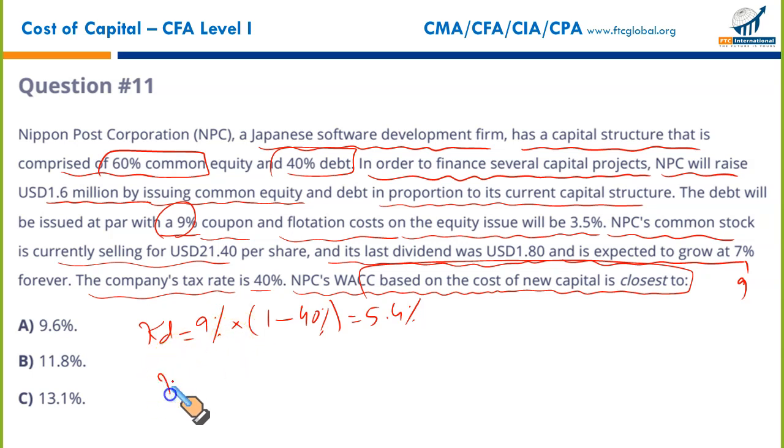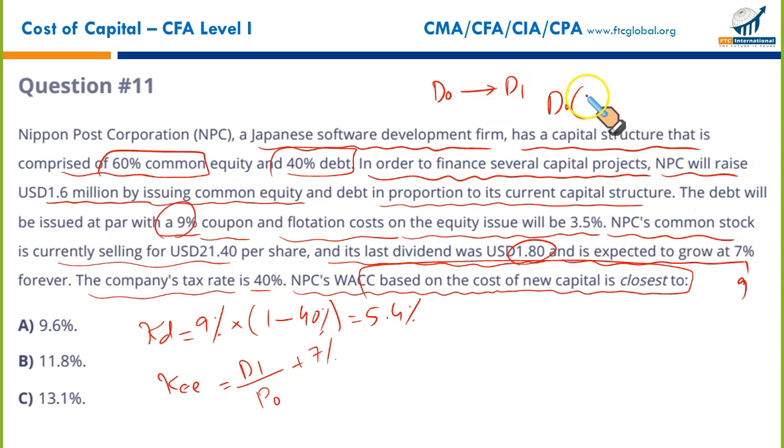Then for the cost of common equity, we will only be using the dividend discount model, as the CAPM data is not given. So the formula is D1, the next dividend, upon the current share price, plus the growth rate. Dividend given is 1.8. That was the last dividend. This is not D1, this is D0. How do we convert D0 into D1? By simply multiplying D0 with the growth, that is 7%. So just multiply the current dividend with 1.07. It will give you the next dividend. So D1 is 1.8 times 1.07.